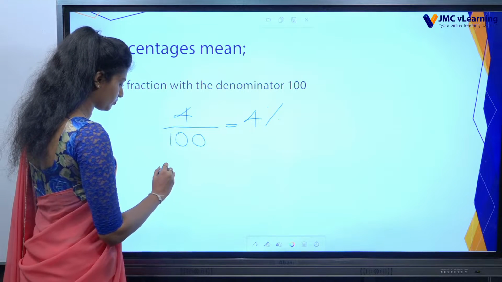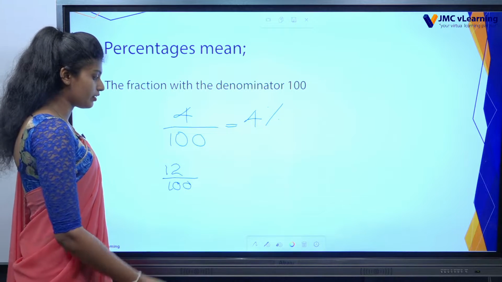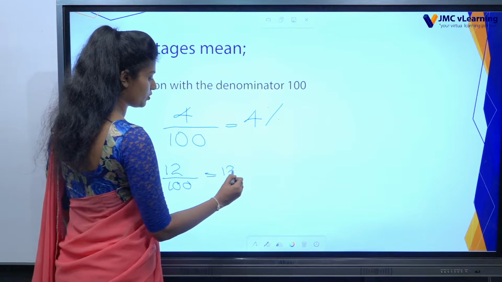Then 12 over 100. How can you write this as a percentage? 12%.